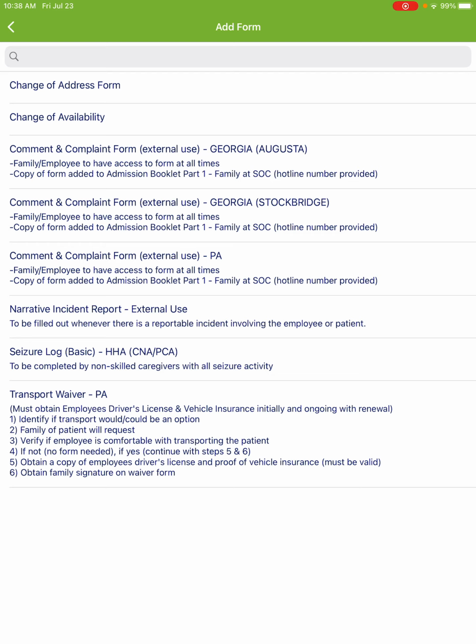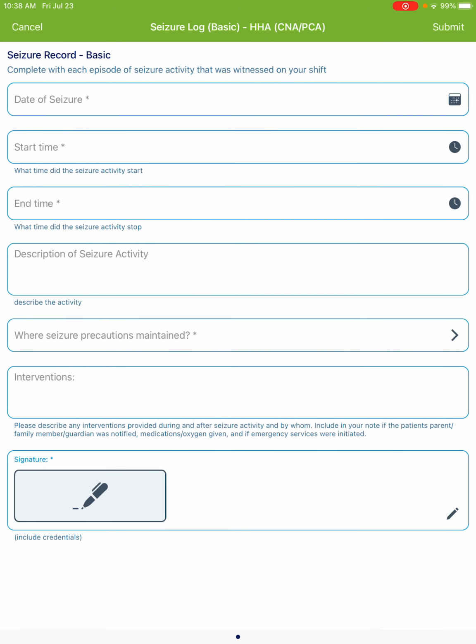So for training purposes, we'll complete a seizure log. Some of you may care for a patient that does have seizures. So you would essentially just be doing the basic monitoring of your patient. You're watching them one-on-one. So you would just fill this form out if they have a seizure, indicating when it started, when it ended, describe what the patient was doing, what precautions were maintained, and any specific interventions that you performed, and then you would sign it. So we'll fill this out.